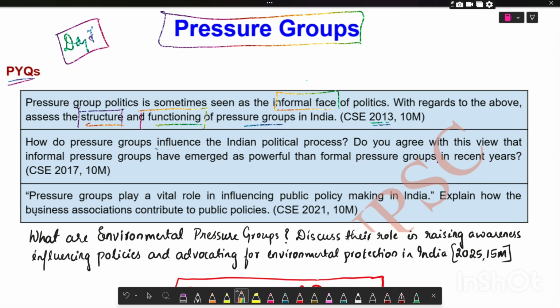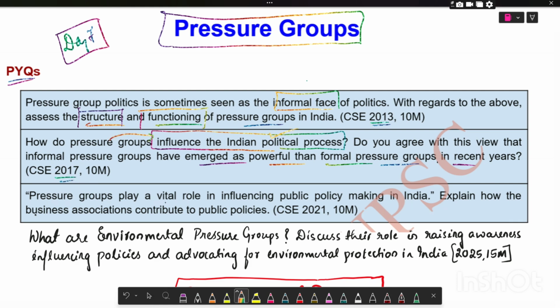How do pressure groups influence the Indian political process? Do you agree with the view that informal pressure groups have emerged as more powerful than formal pressure groups in recent years? They asked about how pressure groups influence the Indian political process. This was asked in 2017.